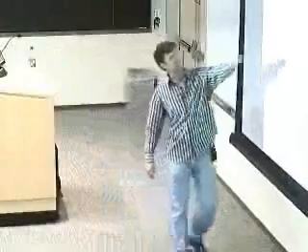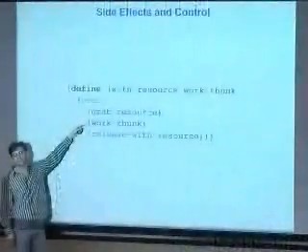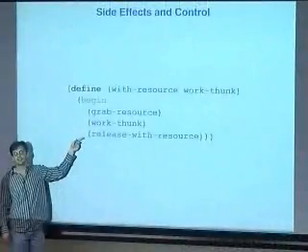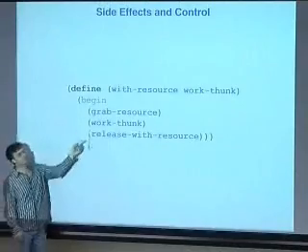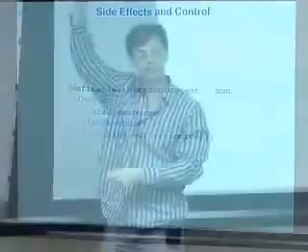What if work thunk raises an exception? Well, you want to close in that case too. What if work thunk jumps out through a continuation? Well, maybe you want to close in that case too. What if work jumps out through a continuation and then somebody jumps back into work thunk through another continuation? But then you need to reclaim the resource as you go back in.